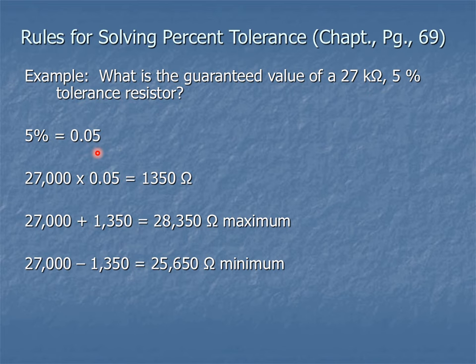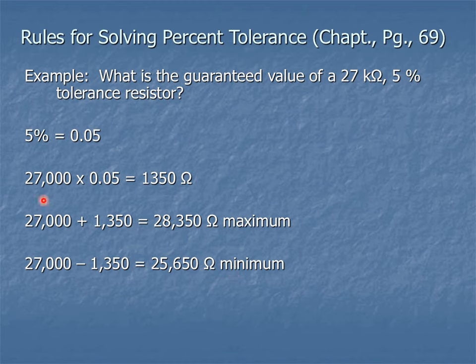Now again, 5% means what? 0.05 as a decimal fraction, right? What I do is multiply the resistance. Since this is 27 kilo, and kilo is 1,000, I just plug in these three zeros, make it 27,000, and multiply by the fraction, which is the percentage, 0.05. Once I do that, I get 1350. Now if I add 1350 to the base, whatever I am given as the resistance, I get the maximum. If I subtract it, I get the minimum.